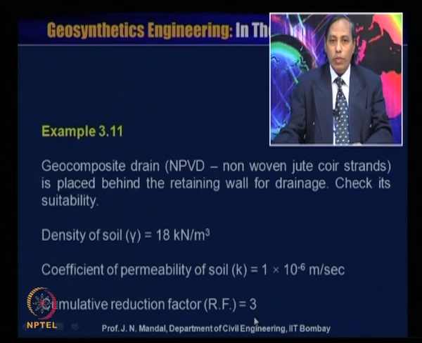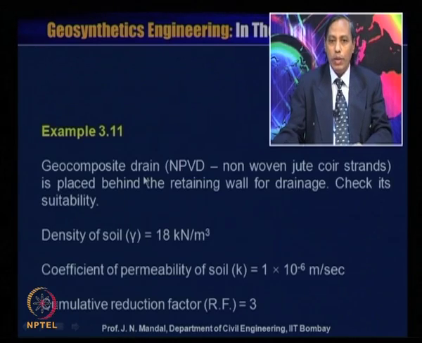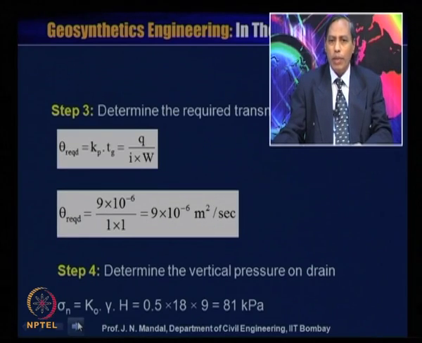That means we wanted to address how the normal pressure is acting here, that is sigma n, and that sigma n is equal to K0 into gamma into H. So, the lateral pressure will be K0 into gamma, this is the unit weight of soil, into height H, that means 9 meter. So, we can calculate sigma n is equal to 0.5 into 18 into 9, which is 81 kilopascal.